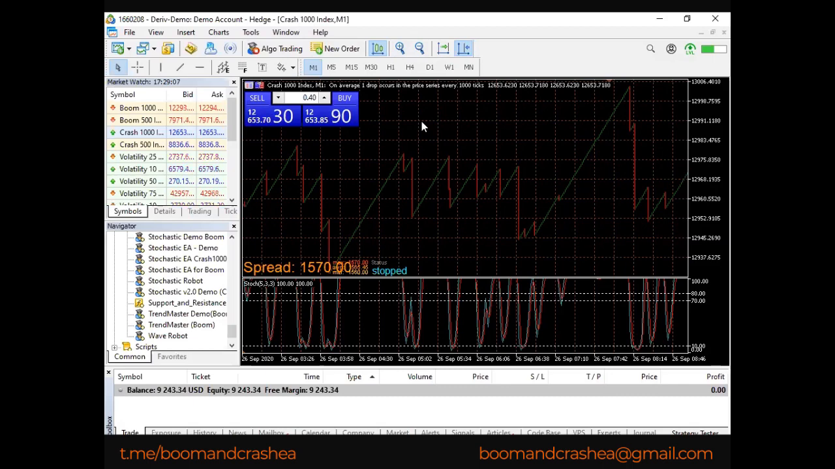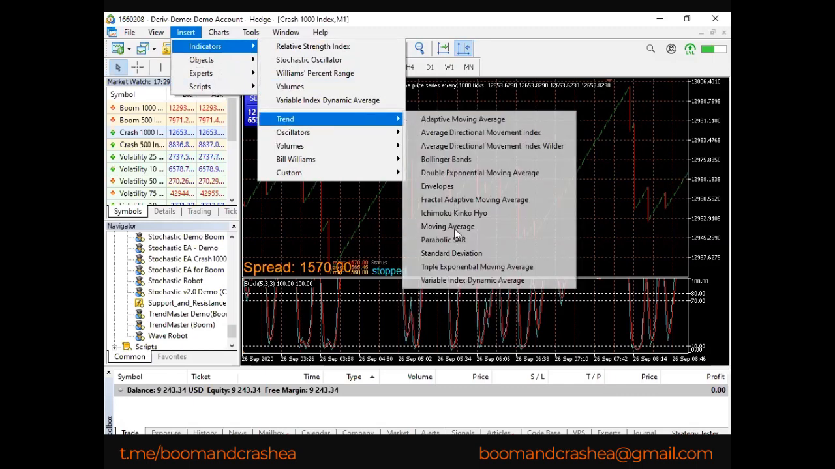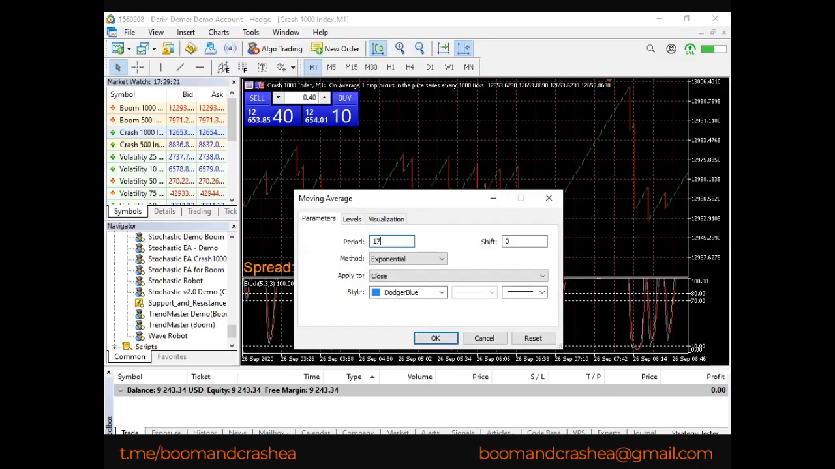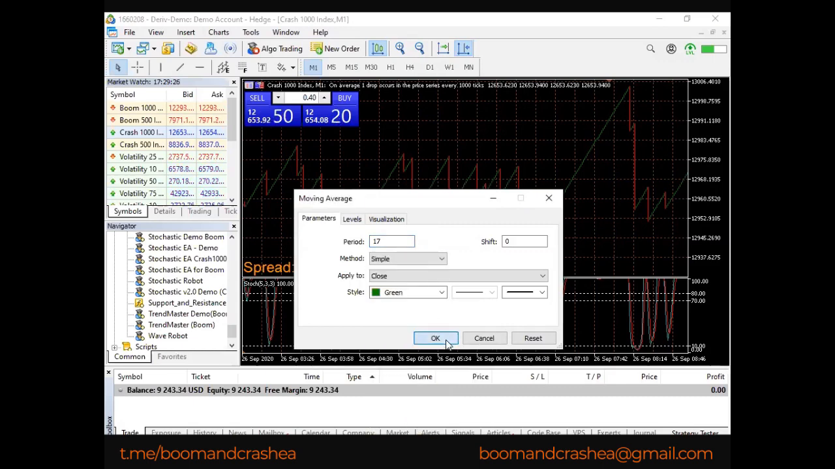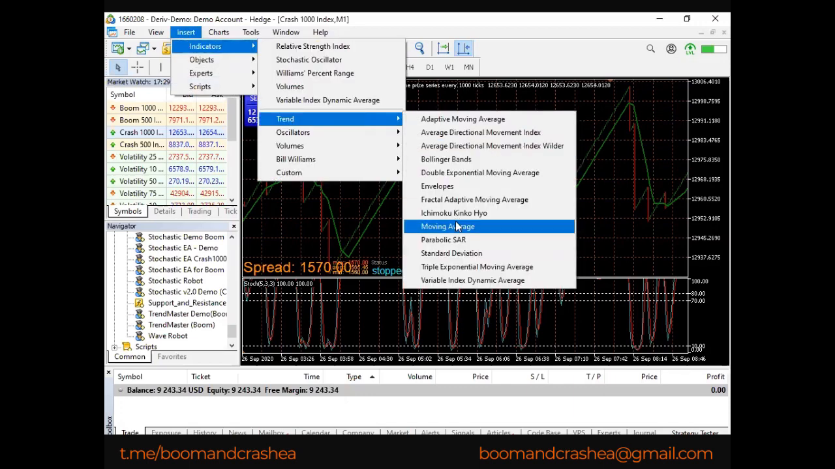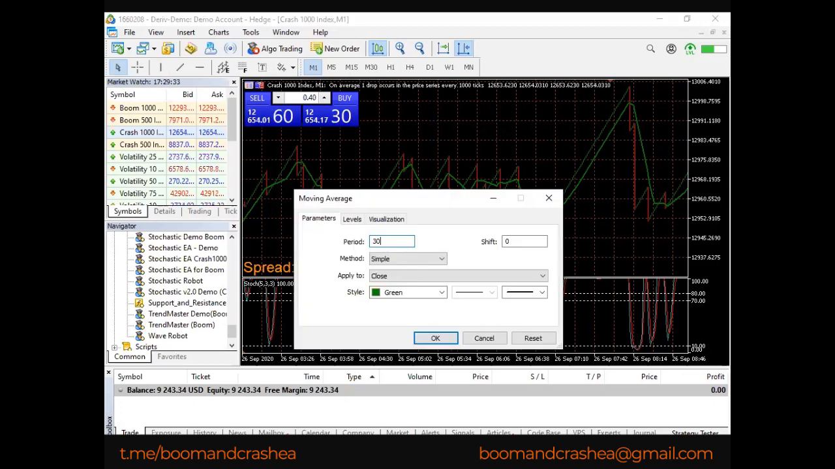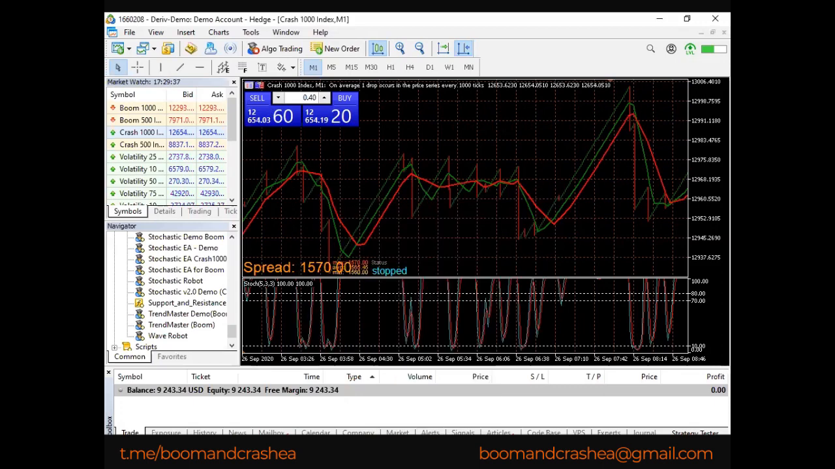So we have 17 simple close. That's for the green. And we have 30 simple close for the red. And the green must always cross the red. So the green means go, the red means stop. So the green must always cross the red. So you have the 17 period moving average and then the 30 period. I hope I've answered your question.